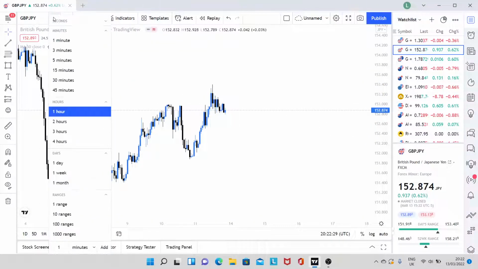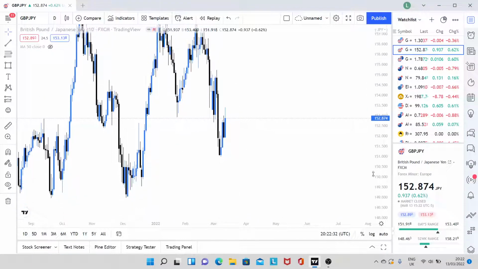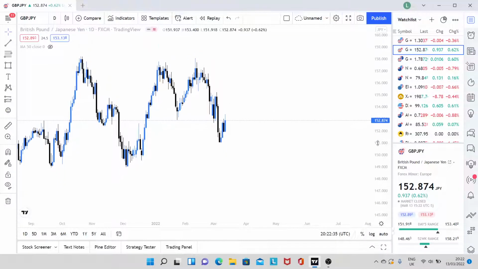GBPJPY. We were actually really unlucky on this trade last week because it played out exactly as predicted. Unfortunately, we just didn't get an entry, but you can't win them all. There are still going to be plenty more opportunities in the market. A zone that stands out to me right now is a zone like this.